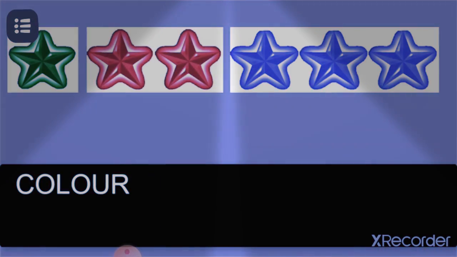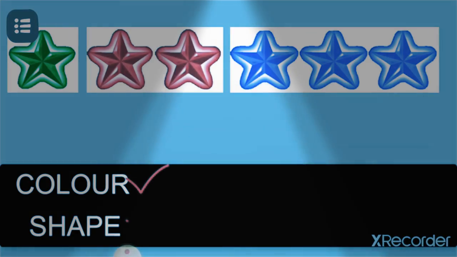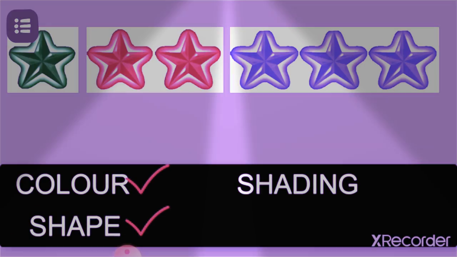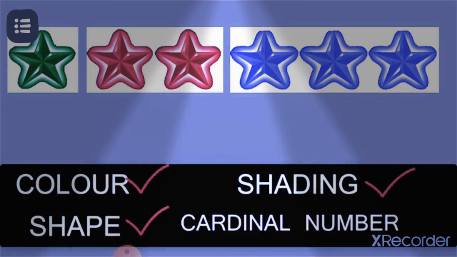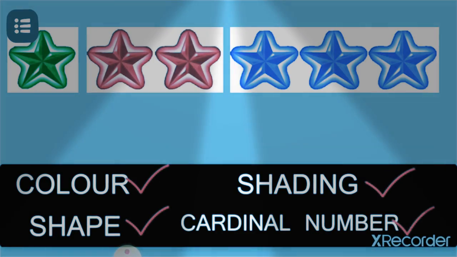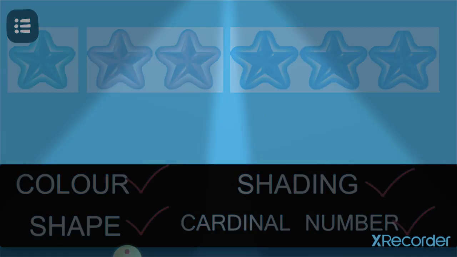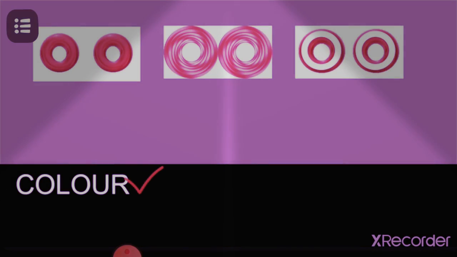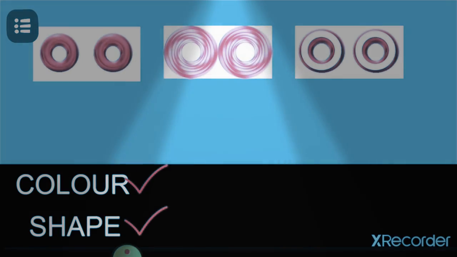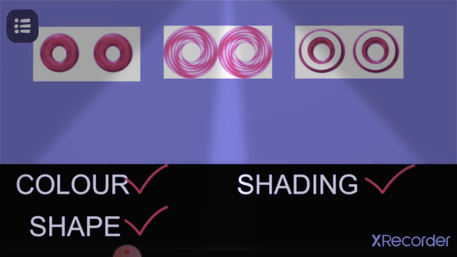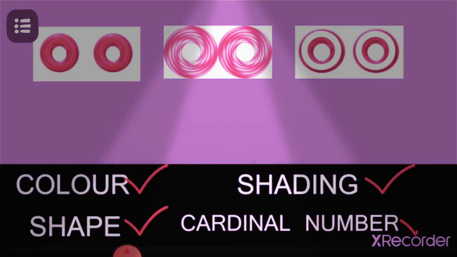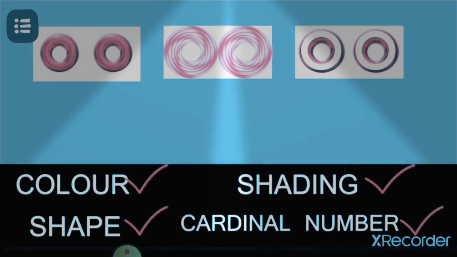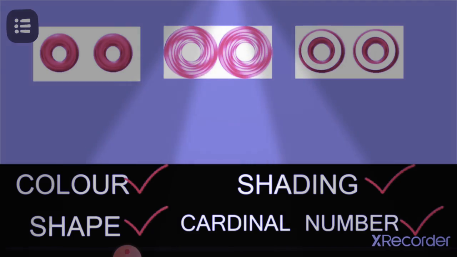Colors? Different colors. Shape? Same. Shading? Same shading. Cardinal number of shapes? It is same too. So, it is a set. Color? Same color. Shape? Same shape. Shading? It is different. Cardinal number of shapes? It is same. So, it forms a set.